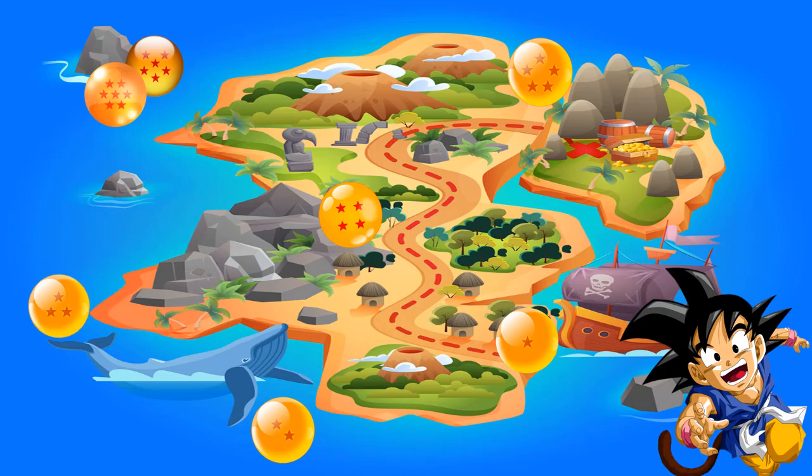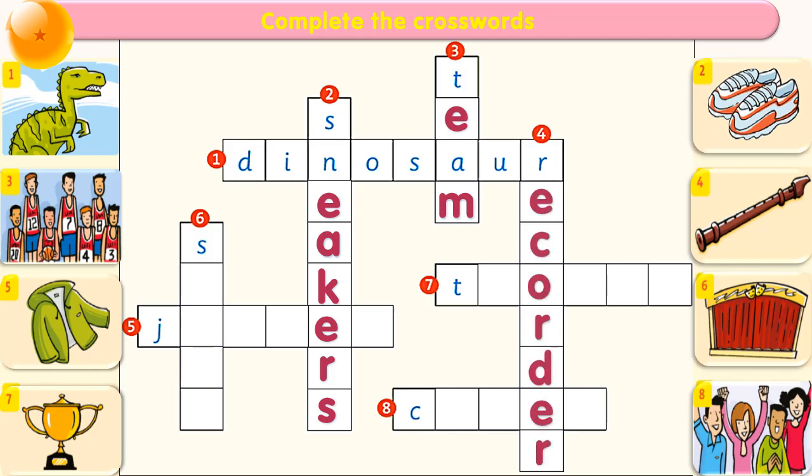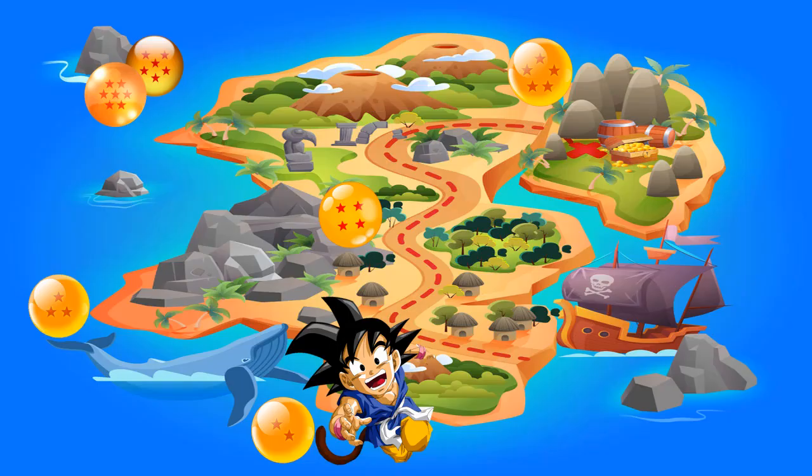Okay, so right now I'm gonna take you on an adventure of Goku. Yes, he is on his journey to find the Dragon Balls. Now, let's find the first Dragon Ball. Number 2, we have sticker. Number 3, we have team. Number 4, we have score. Number 5, we have traffic. Number 6, we have stage. Number 7, we have trophy. Number 8, we have cheer. Okay, now let's move to the second Dragon Ball.